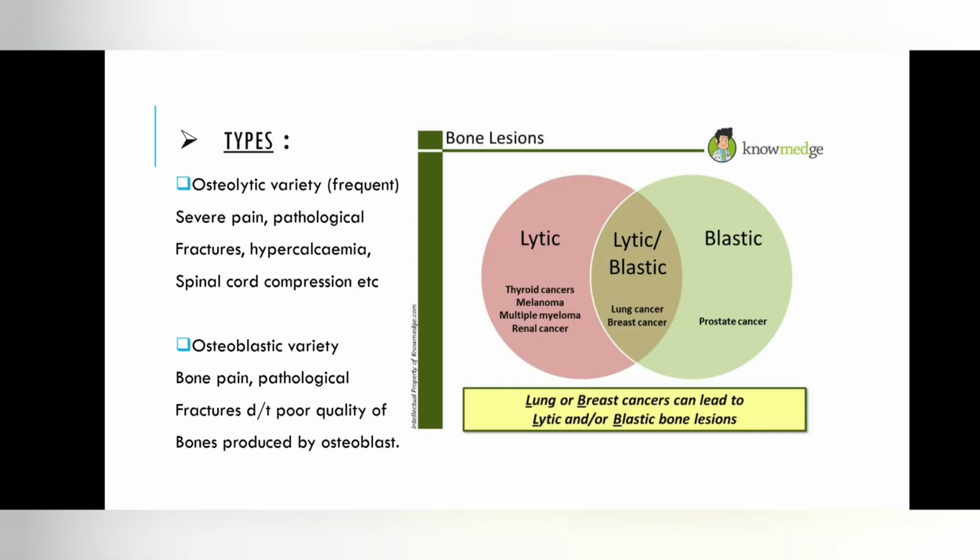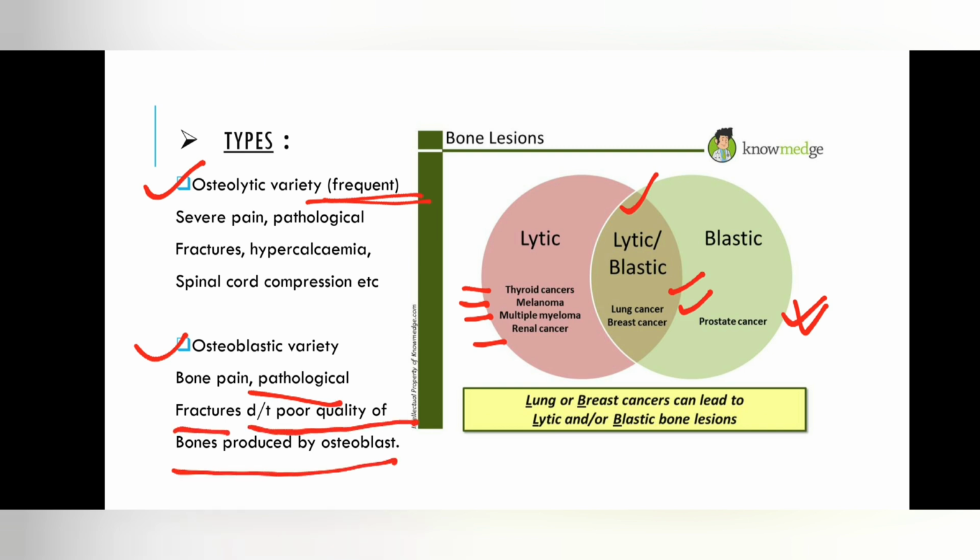Now, the bone lesions seen in metastatic bone tumors are divided into three types: osteolytic variety, osteoblastic variety, and lytic or blastic, that is the mixed variety. The osteolytic variety is usually seen in thyroid cancers, melanoma, multiple myeloma, and renal cancer. The osteoblastic variety is usually seen in prostate cancer. The mixed type is seen in lung cancer or breast cancer. We can see that the osteolytic variety is more frequent than the osteoblastic variety. And in the osteoblastic variety, there are pathological fractures due to the poor quality of the bone produced by the osteoblasts.